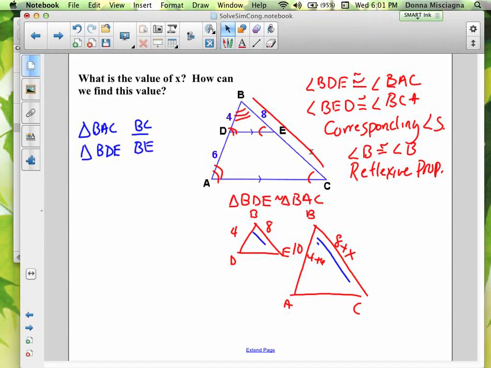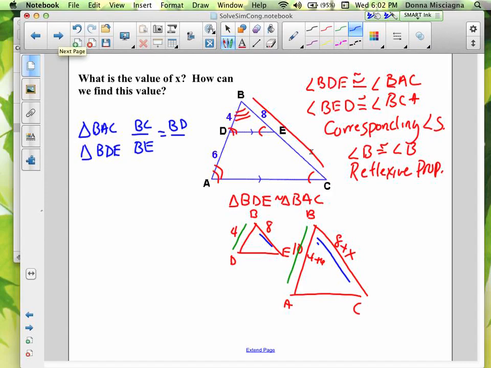And then we'll use the other two sides. BA corresponds with BD. I forgot what the letters were. BA corresponds with BD. If I mix those up, it won't work out. BA corresponds with BD. So now we'll plug in the values. BC is 8 plus x. BE that goes with it is just the 8.